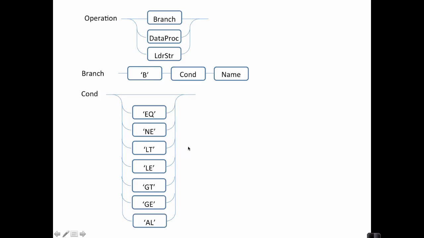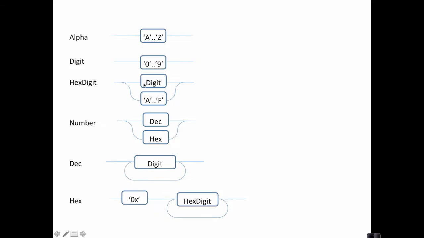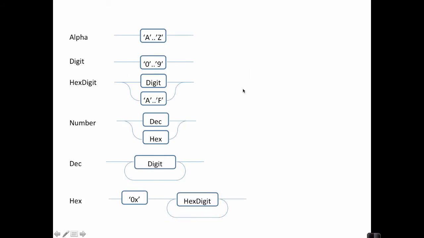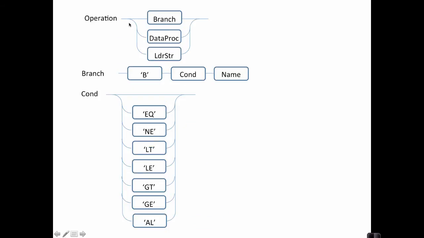Let's look on through the grammar. You'll recall back up here that an instruction is made up of a label and an operation. So let's look at what an operation is down here. An operation, for the grammar that I've defined here, may consist of either a branch operation, a data processing operation, or a load and store operation. So you can choose one of these 3 types of operations. And we'll look at each of these 3 in turn.